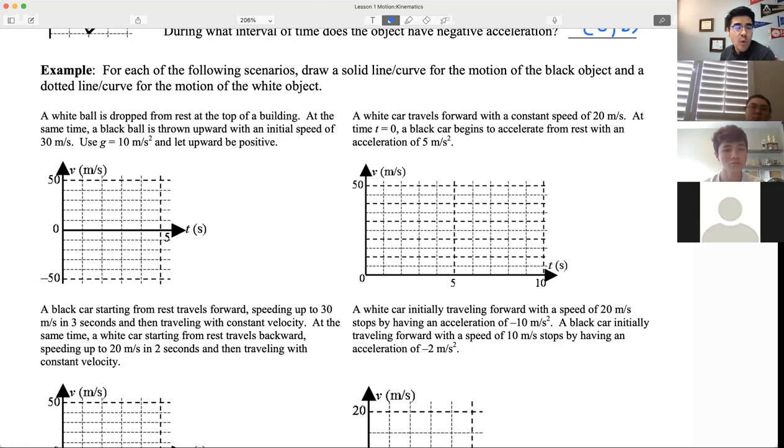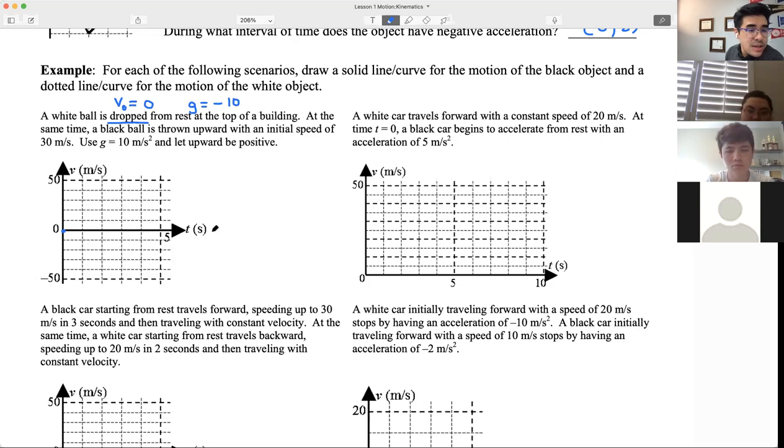So let's start with the white ball then. I'm going to use blue for the white ball. So a white ball is dropped, right? What does dropped mean? Free fall. And I didn't say this earlier, but that tells us that v naught is equal to 0, so we're starting at 0. And free fall also tells us that g is equal to -10.